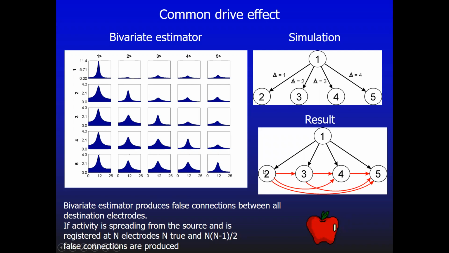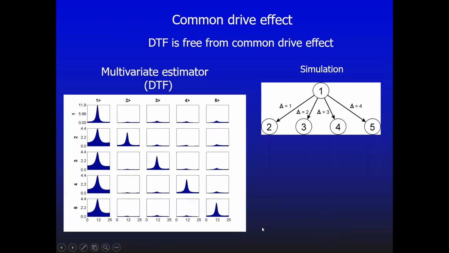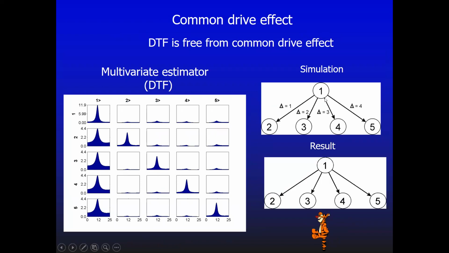So if activity is spreading from the source and is registered at n electrodes, then n true and n(n-1)/2 false connections are produced. So the number of false connections can be bigger than the true ones. For the multivariate estimator, we have the same result as the simulation shows.